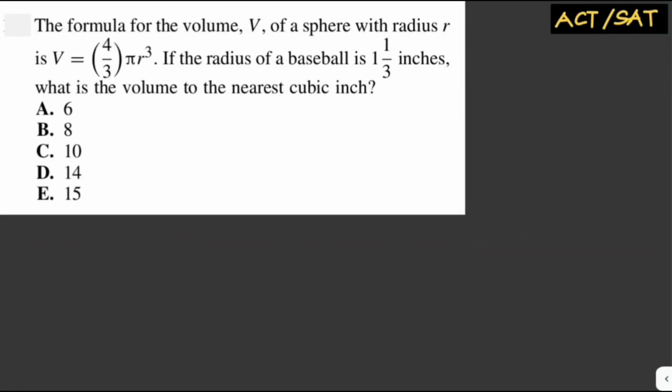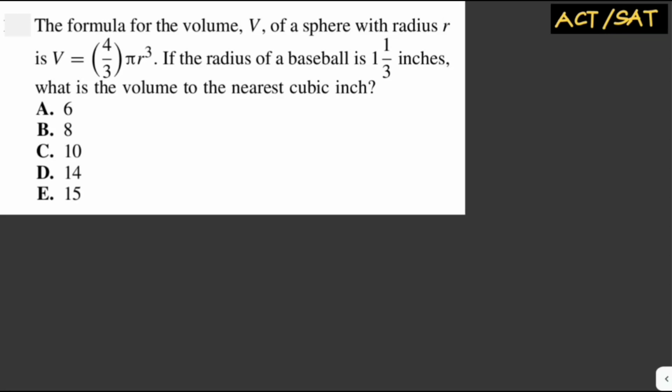Let's solve some problems here. The formula for the volume V of a sphere with radius r is V equals 4/3 pi r cubed. If the radius of a baseball is 1 1/3 inches, what is the volume to the nearest cubic inch?